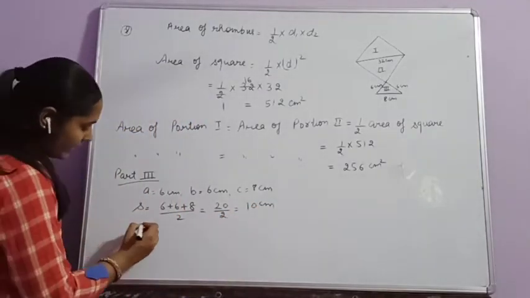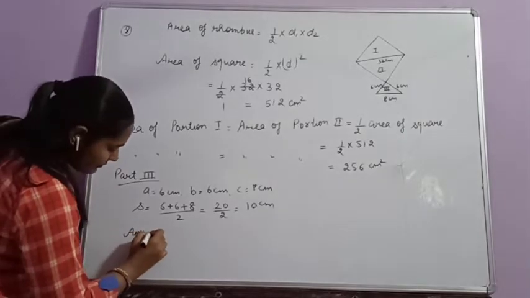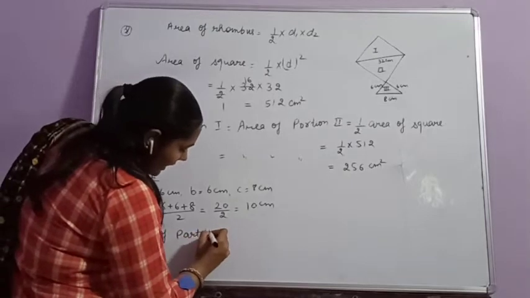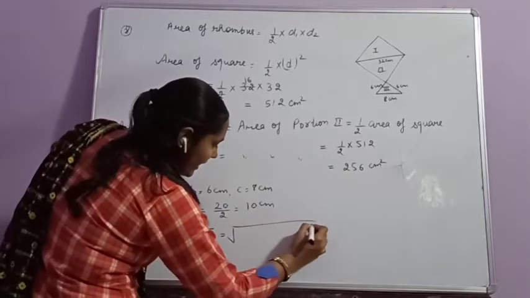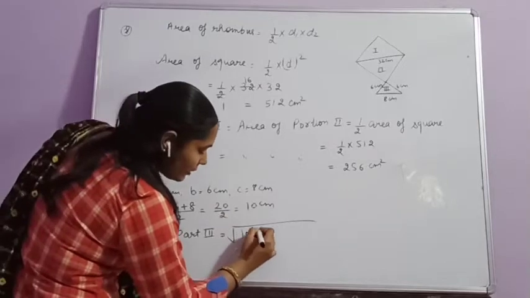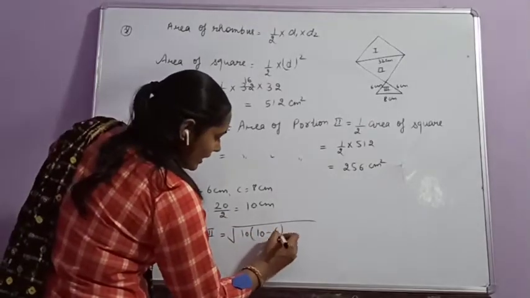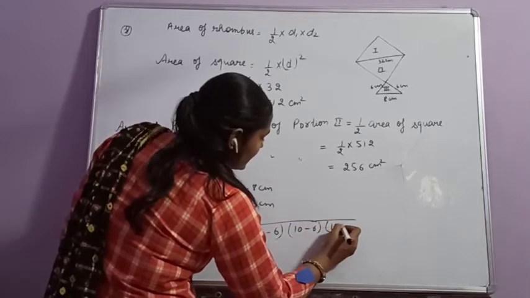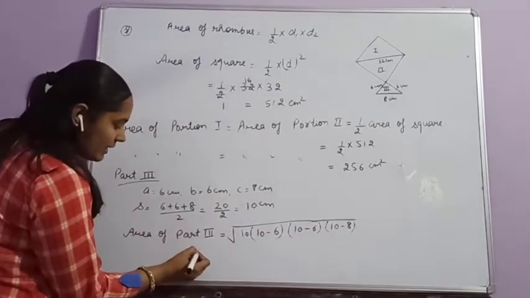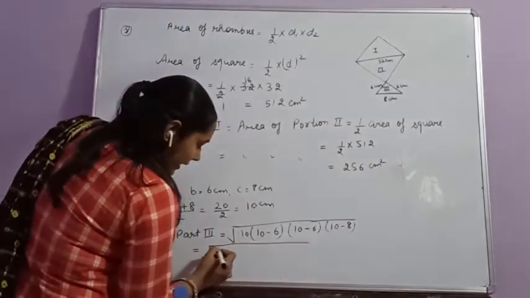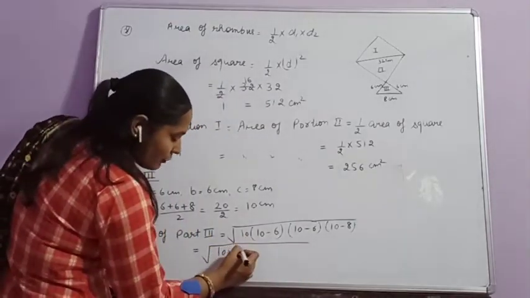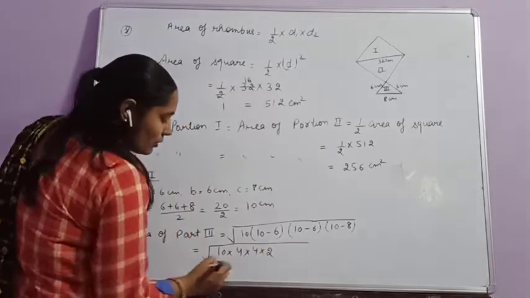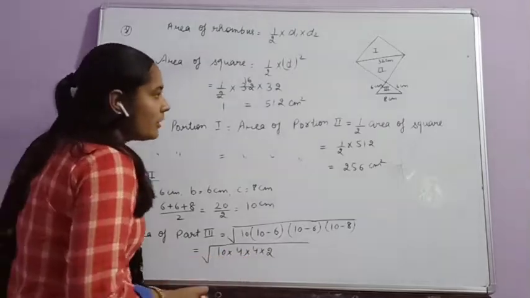Clear? Then area of part 3 that will be square root of S, S is 10, into S minus A that is equal to 10 minus 6, S minus B that is equal to 10 minus 6, and S minus C that is equal to 10 minus 8. By simplifying it we can write 10 multiply with 10 minus 6 is 4, 10 minus 6 is 4, multiply with 10 minus 8 is 2. One pair of 4 is formed. Clear?